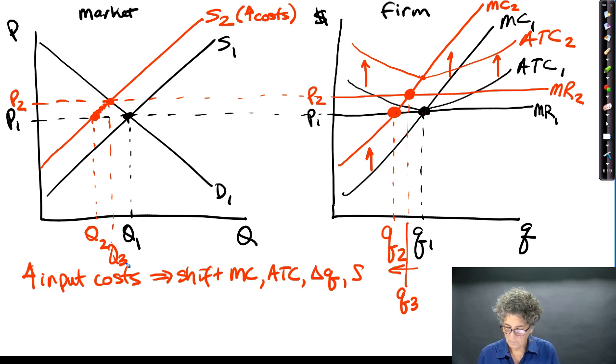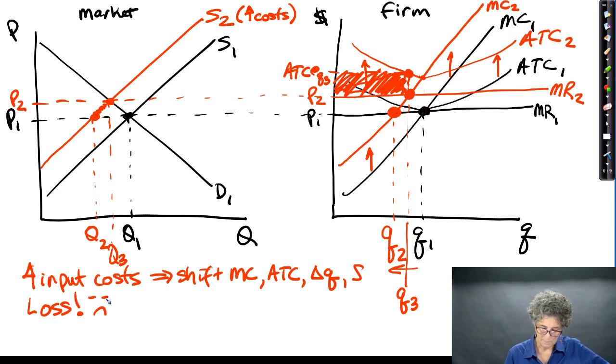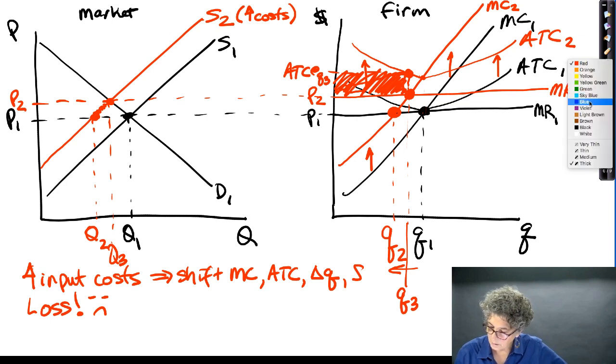Except the typical firm, they're producing this quantity Q3, that's their profit maximizing quantity, but the average total cost of producing quantity Q3 is above the price. So this area here, bounded by the price P2 and the average total cost of producing that quantity Q3, that's a reflection of their loss. They have costs above price. The typical firm is incurring a loss. They're unhappy.